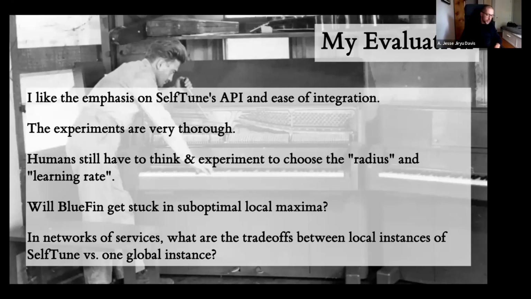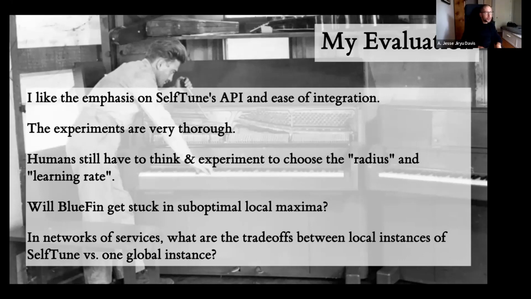And then I also wonder how large the scope of each of the SelfTune instances ought to be. If you've got a network of services, what are the trade-offs between local instances of SelfTune versus one global instance? Definitely, say, in the circuit breaker paper that I think we read, and in the metastable failure literature that kind of orbits around Alexei, it seems like the wider you can see, the less likely you are to have emergent bad behavior like bottleneck shifting or oscillation.